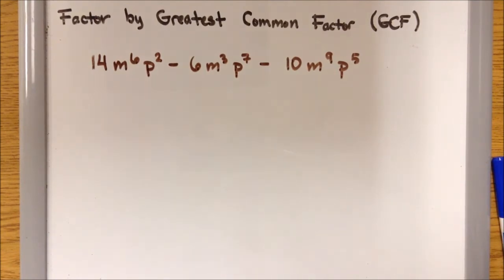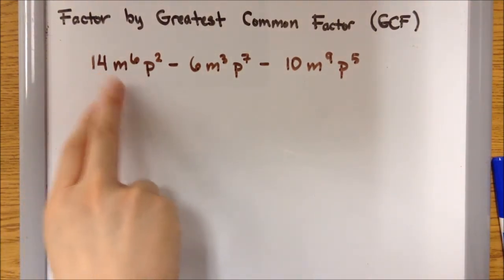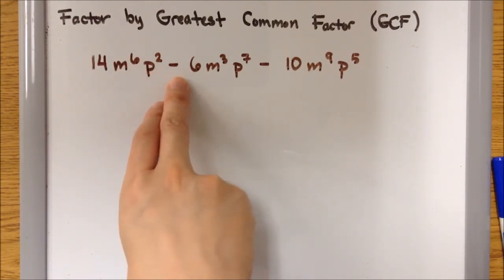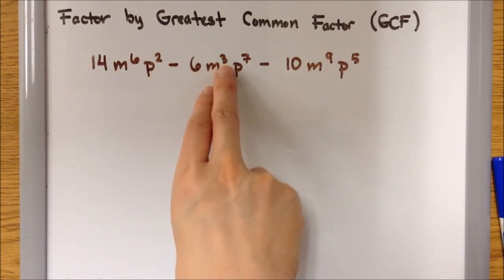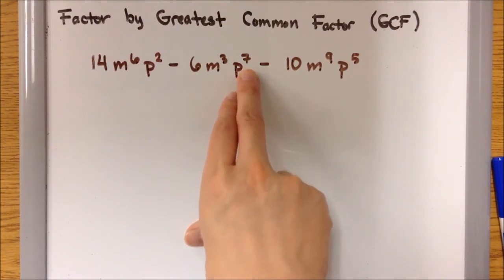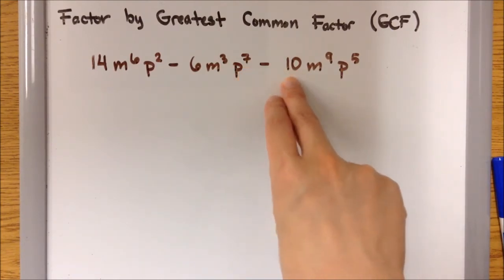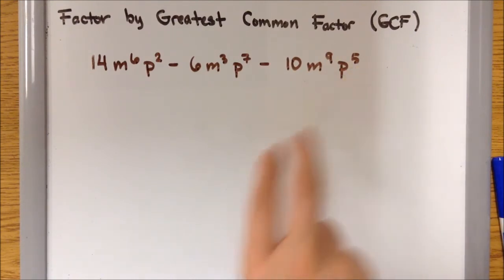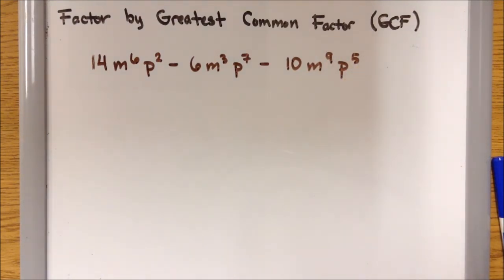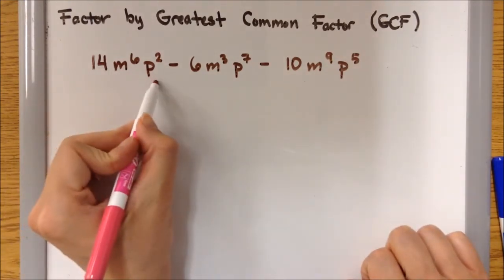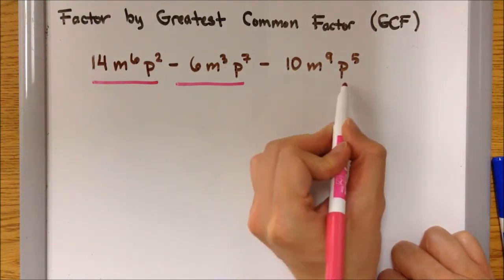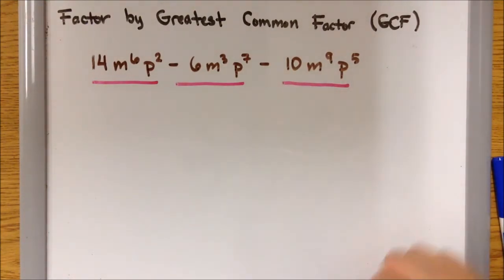In our fifth example, we have 14m to the 6th power p to the 2nd power minus 6m to the 3rd power p to the 7th power minus 10m to the 9th power p to the 5th power. So unlike the first four examples, where we had two terms, in here we actually have three. Here's our first, here's our second, and here's our third.